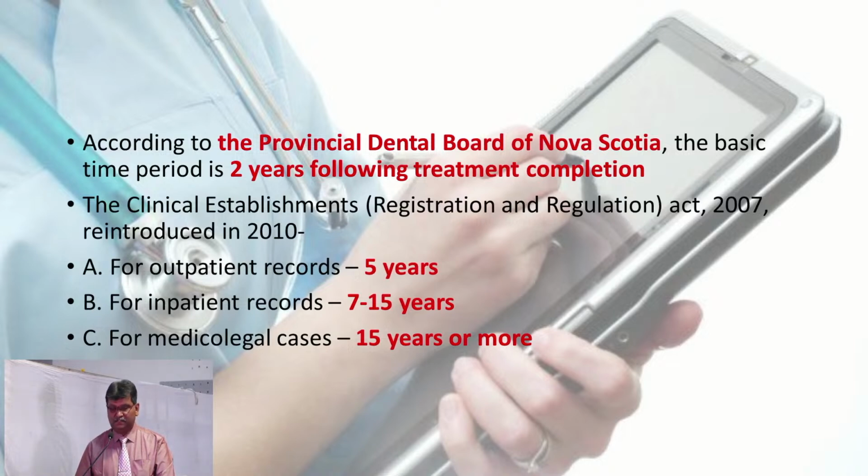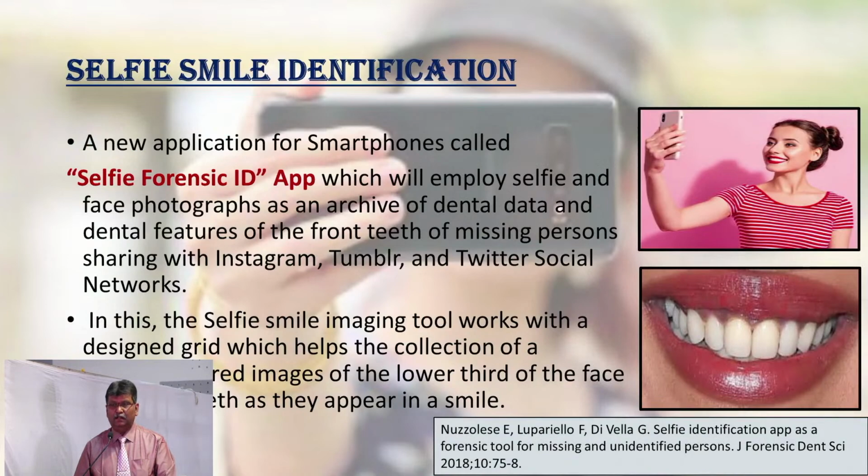Preservation of dental records. The question arises: what could be the validity? How long do we have to keep them? According to the literature, outpatient records are kept for 5 years. For inpatient records, it is 7 to 15 years. For medico-legal cases, 15 years and above. So we have to save this data for a minimum of 15 years.